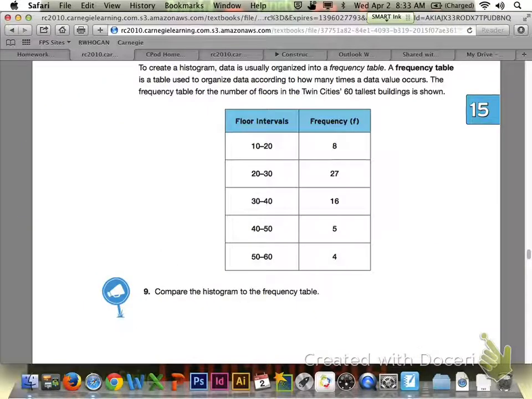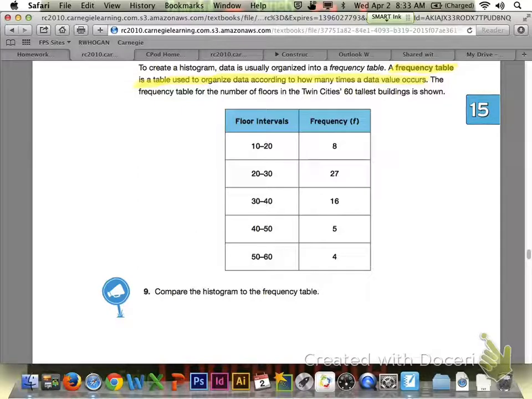If we take a look at the top of page 1041, it tells us that to create a histogram, data is usually organized into a frequency table. A frequency table is a table used to organize data according to how many times a data value occurs. The frequency table for the number of floors in the Twin Cities' 60 tallest buildings is shown.